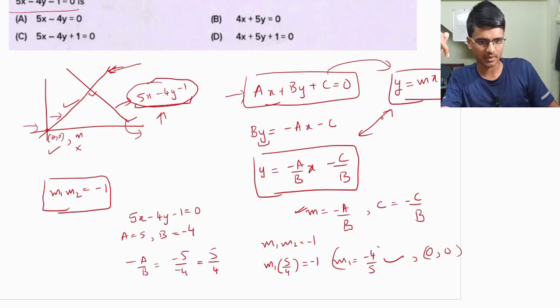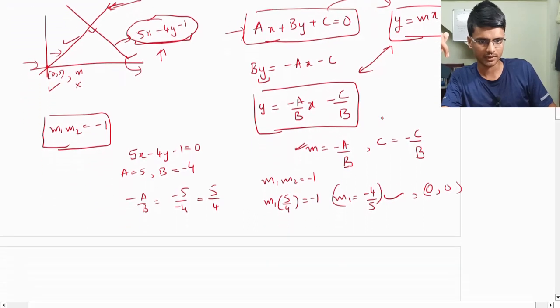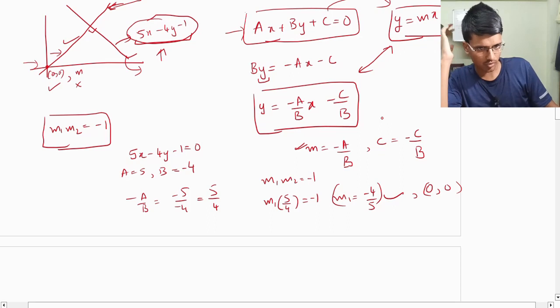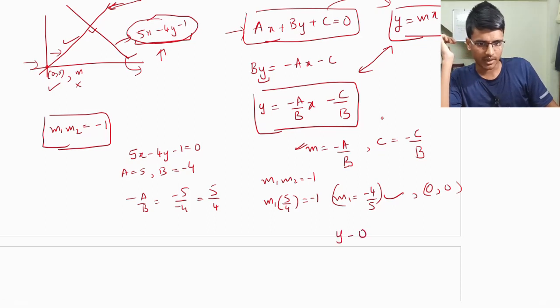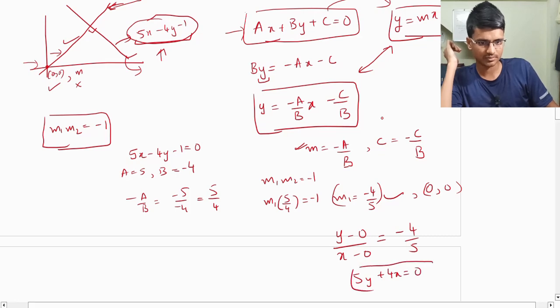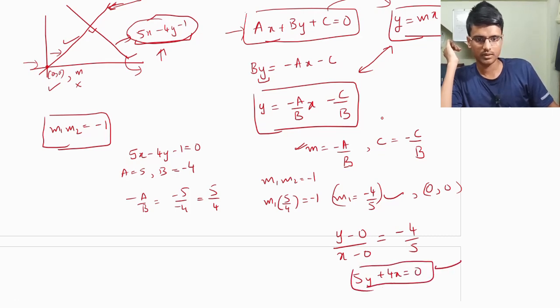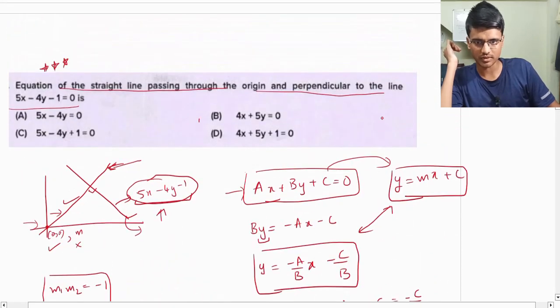I'll just apply the point slope form, right? Very easy. What is the point slope form? y minus 0 over x minus 0 is equal to the slope, that is minus 4 by 5. So I'll get 5y plus 4x equal to 0. That's it. Very easy, right? Let me see which one is there. 4x plus 5y is the answer, so the correct answer is option B.